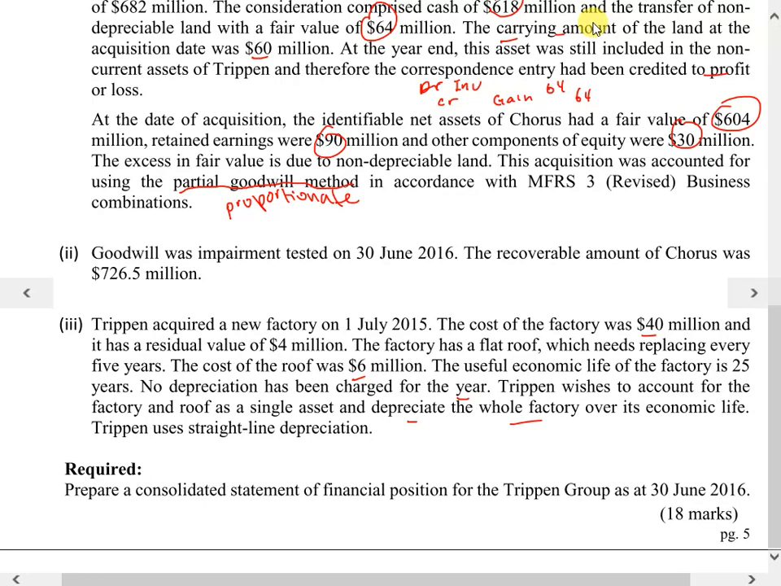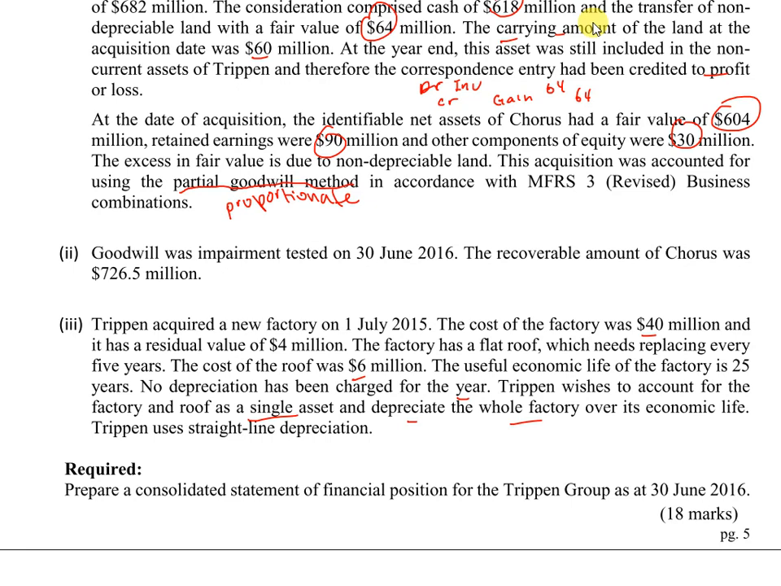Triple use straight line method. No depreciation has been charged, and they wish to account for the factory and the roof as one entity. So we apply the shopping complex concept here. If the director wishes to treat the building as well as the elevator and other assets as a single asset and depreciate over 20 years, can they do that?